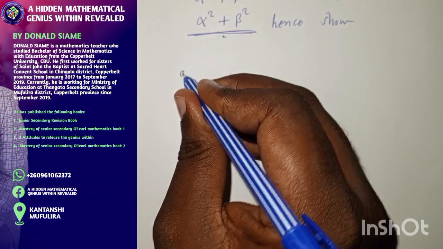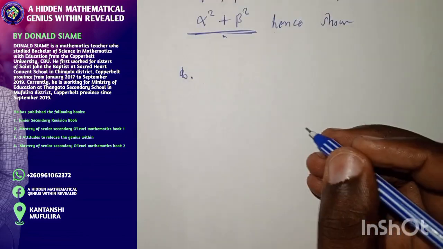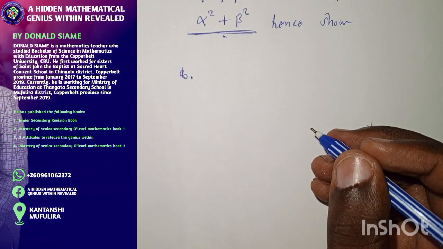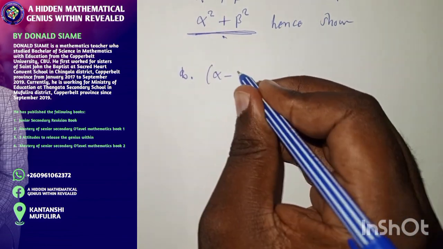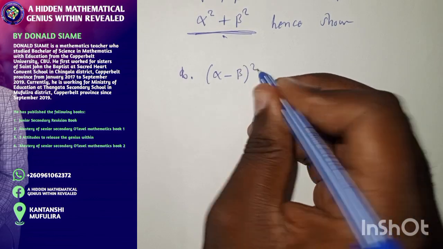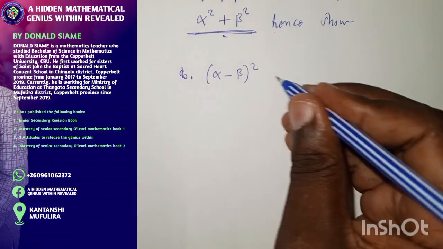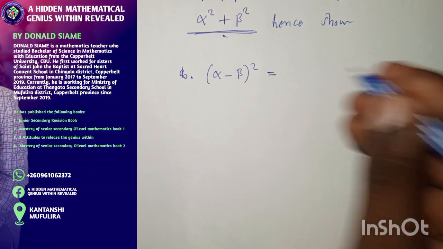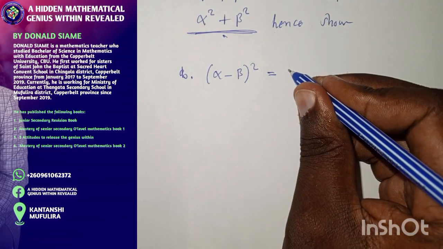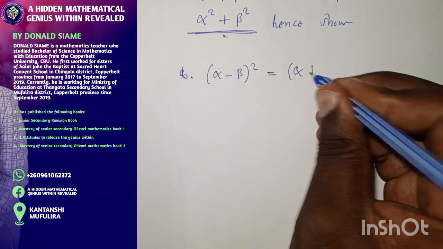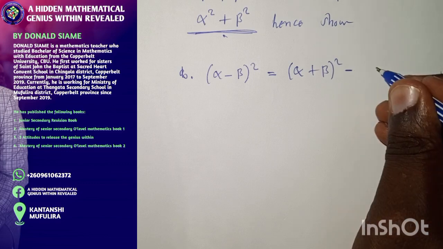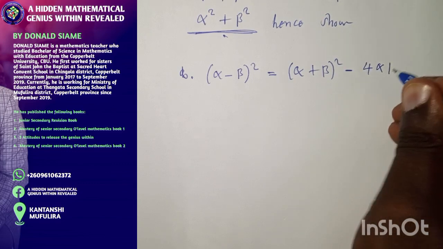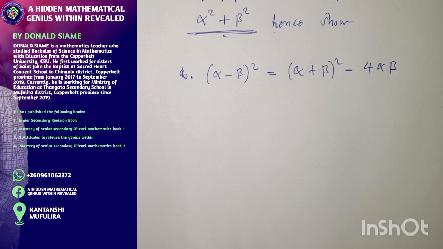So the second one we have: the square of alpha minus beta is equal to the square of alpha plus beta minus 4 alpha beta.